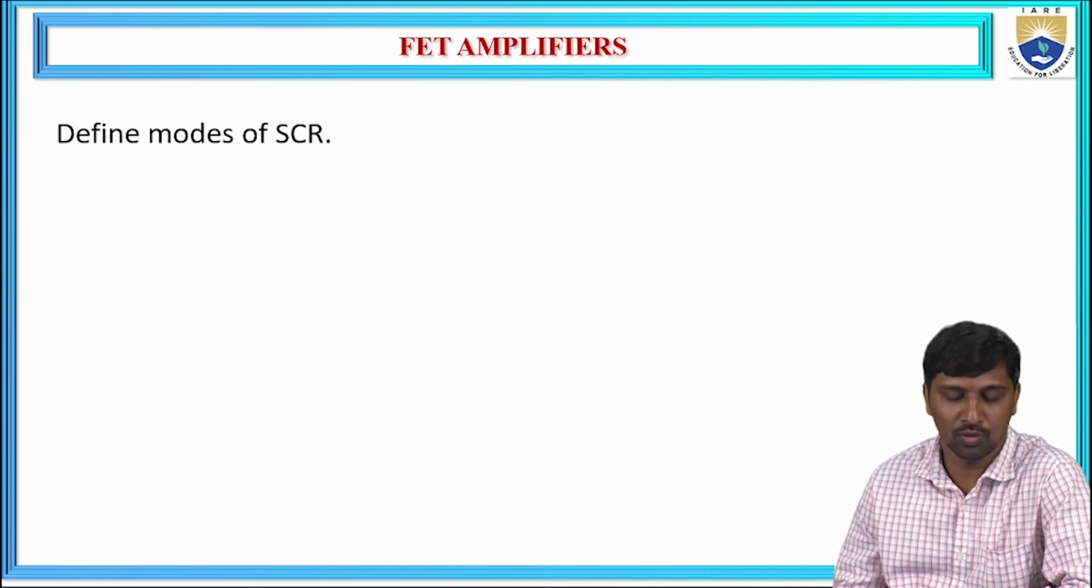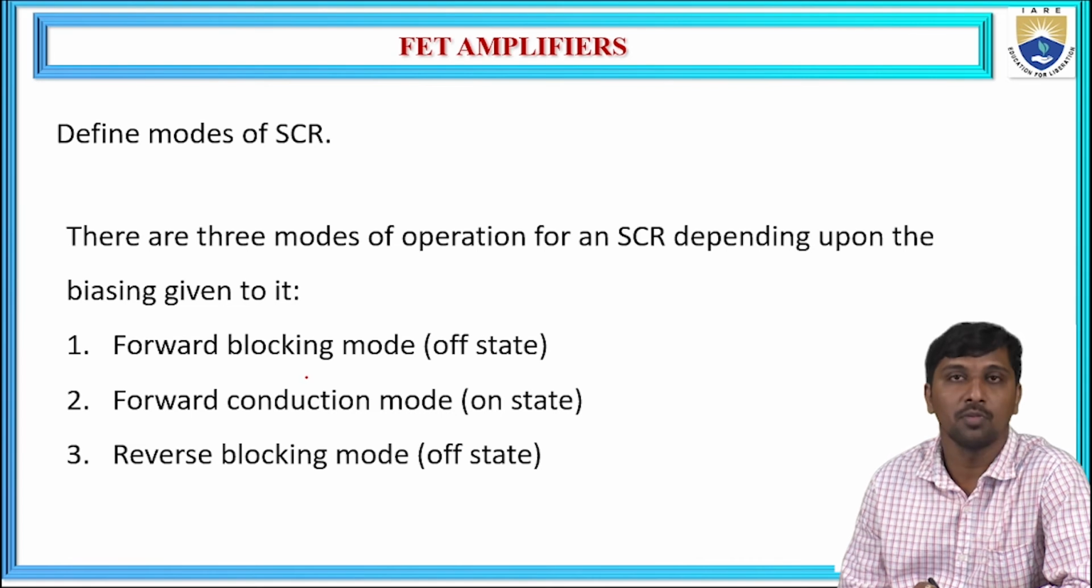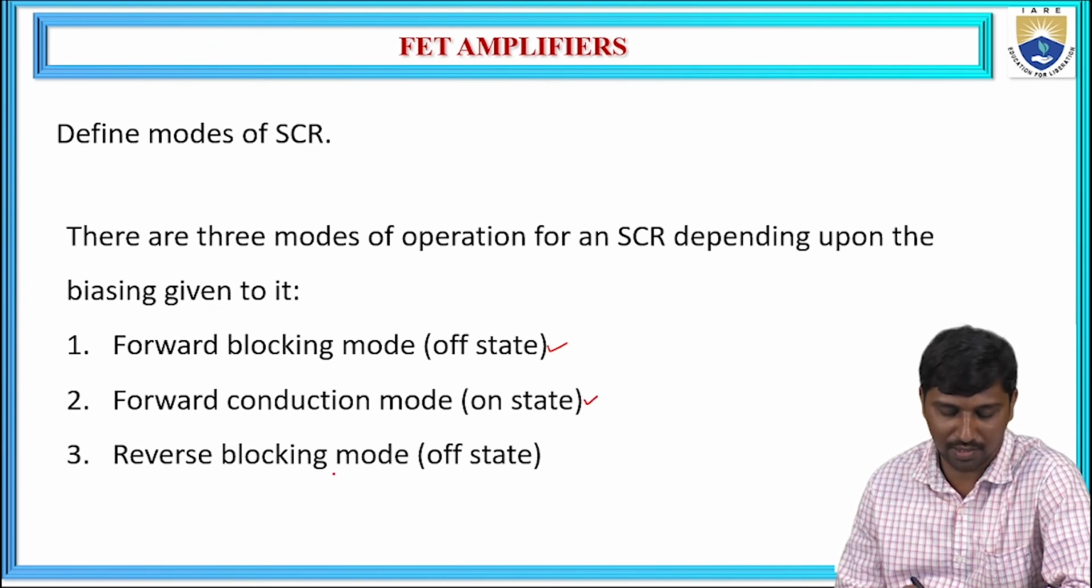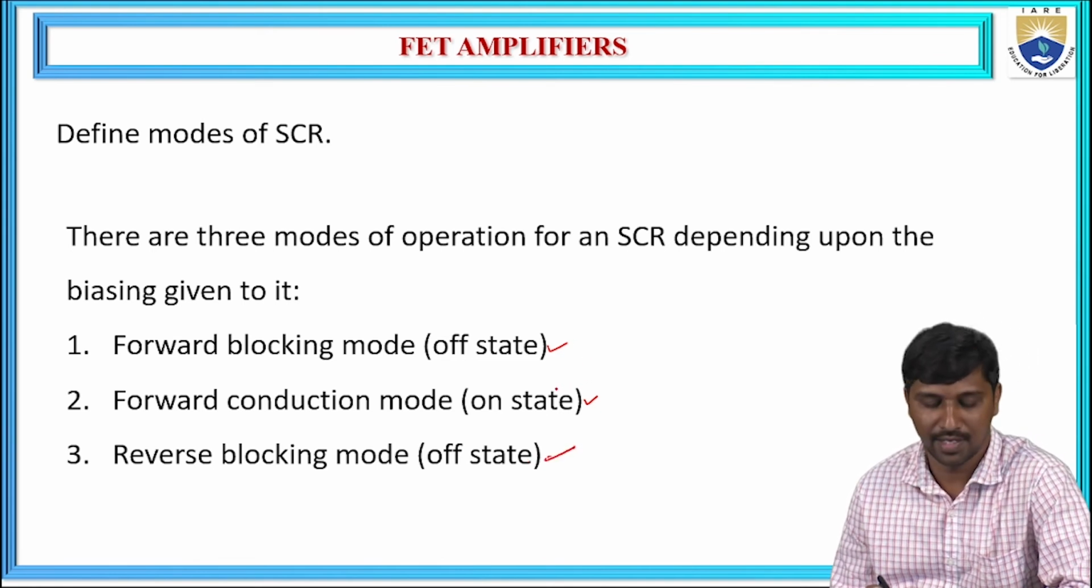So what are the modes of SCR? There are three modes of SCR. One is the forward blocking mode, also represented as the off state. Another is the forward conduction mode, represented as the on state. The next one is the reverse blocking mode, which is the off state. These are the three modes of operation for SCR.